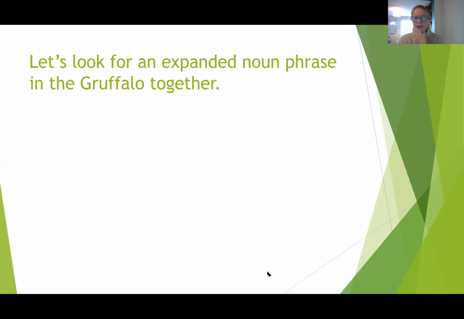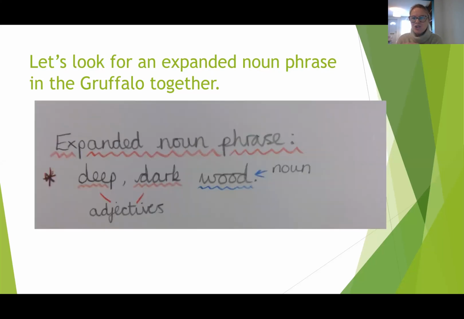I wonder if you found the same one that I found. Right, let's see if you did. Let me share my PowerPoint back with you. I found the example. Deep, dark wood. The wood was my noun because it's a place. And deep and dark were my two adjectives that described the noun. Well done if you spotted that.